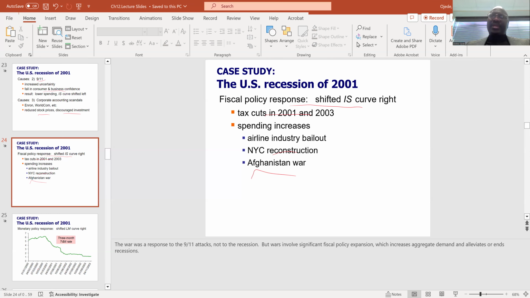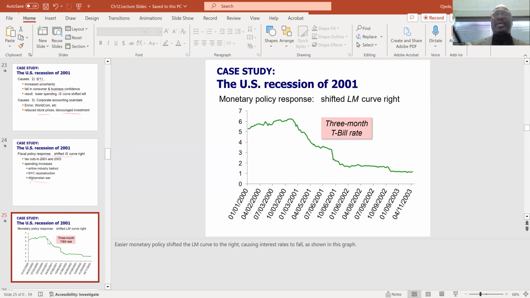So the idea here is that when the terrorists hit us, that led to low confidence. The stock market was crashing. The IS curve shifted to the left. Then the government responded by raising spending, because you need to shift the IS curve to the right. So this is what happened.